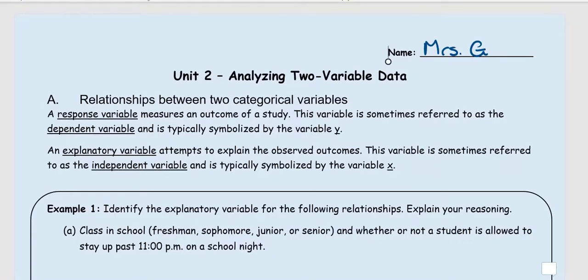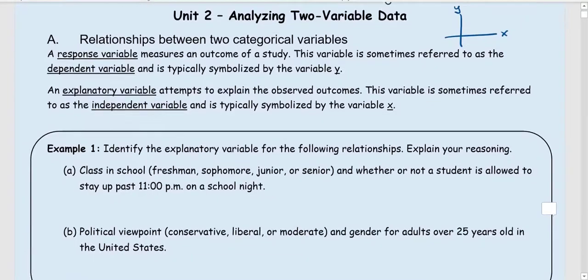The first is a response variable measures an outcome of a study, and this variable is sometimes referred to as the dependent variable and is typically symbolized with the variable y. If you remember, on an xy axis, this would be the y-axis and the x-axis, just in case you forgot. An explanatory variable attempts to explain the observed outcomes. So explanatory, explain. This variable is sometimes referred to as the independent variable and is typically symbolized with the variable x.